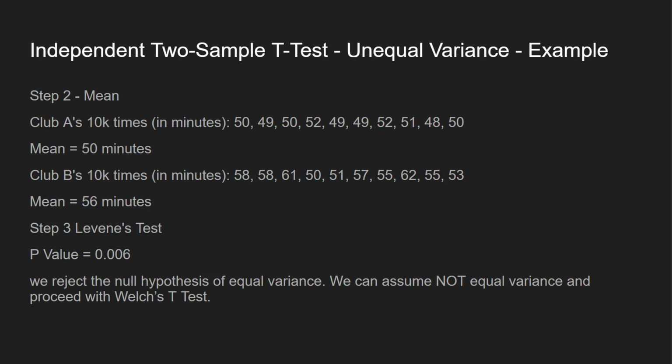So the mean 10K times in minutes, right? For club A is going to be 50 minutes. Club B is going to be 56 minutes. If you don't believe me, add those numbers up and divide, right?